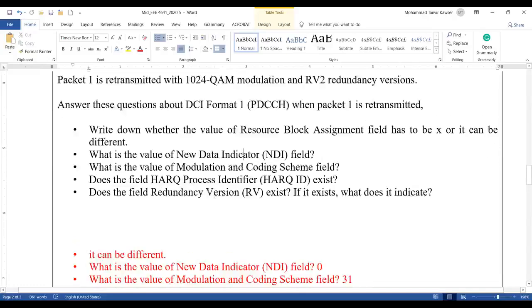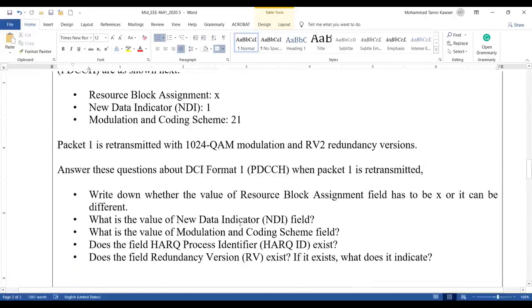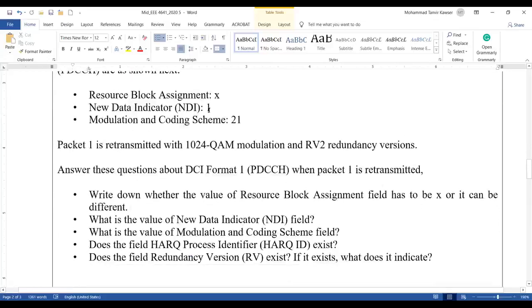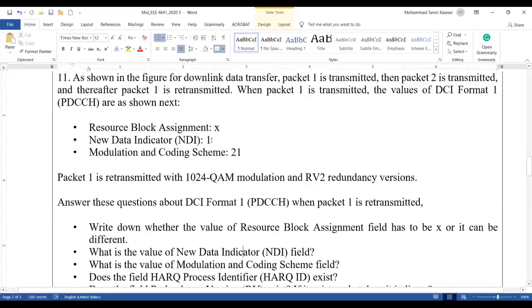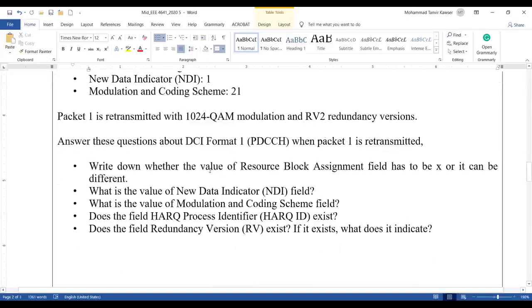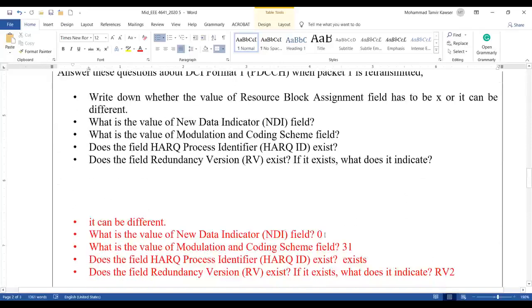Questions, yeah, okay. Now about NDI, you see the NDI value toggles when you have a new transmission, but if it is a retransmission, then you don't toggle. So after packet 1, packet 2 is transmitted, and that's a new transmission. So from 1, it will toggle to 0. But after the transmission of packet 2, you have a retransmission for packet 1. So in that case, it won't toggle further. So it keeps 0. NDI remains at 0. Okay.